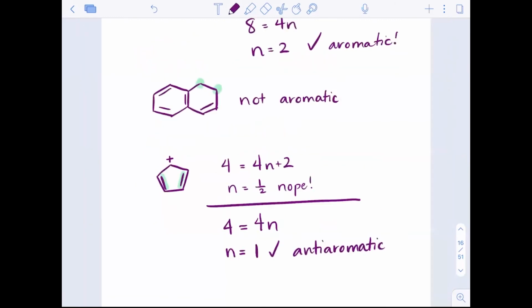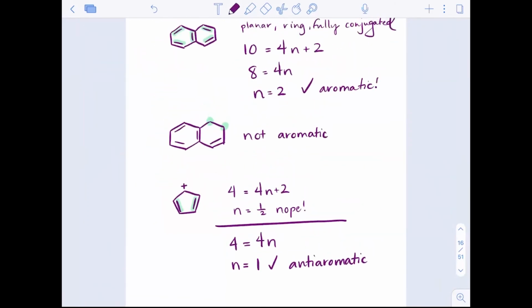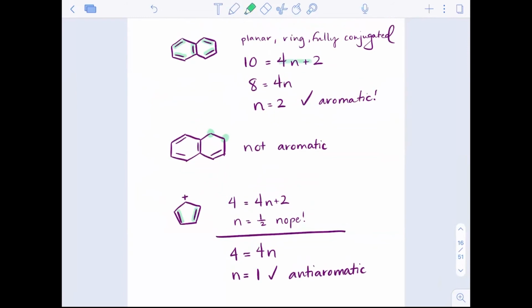So what we see here is that we have 3 classes of compounds. Aromatic, which follows the 4n plus 2 rule, fully conjugated, planar, and a ring. Those are very, very stable. If you do not follow criteria 1, if you are not planar, not a ring, or not fully conjugated, you are a normal, vanilla old alkene, right? Not aromatic. If you are planar, you are a ring, and you are fully conjugated, but you follow the 4n rule for your number of p electrons, you are highly unstable, anti-aromatic.